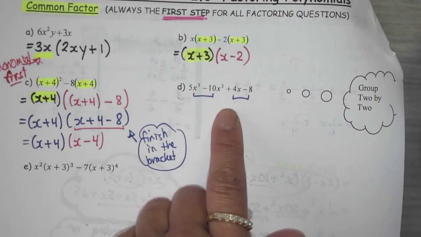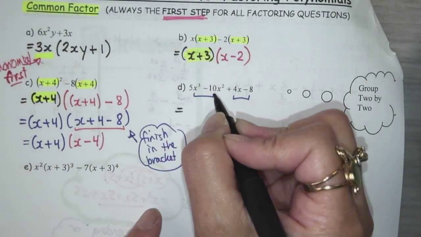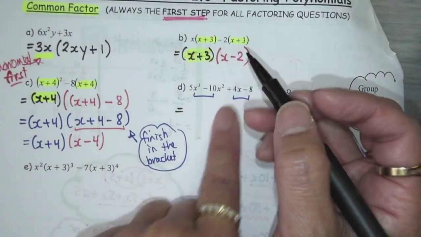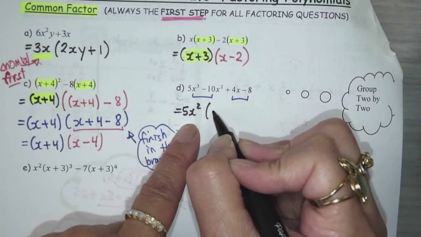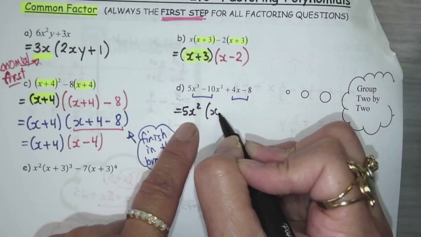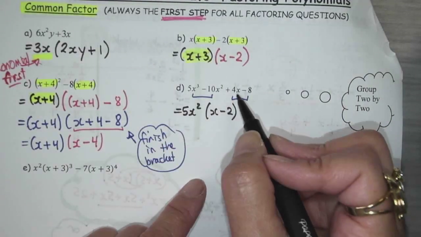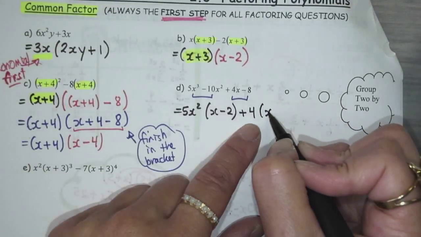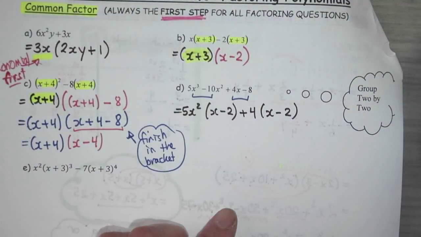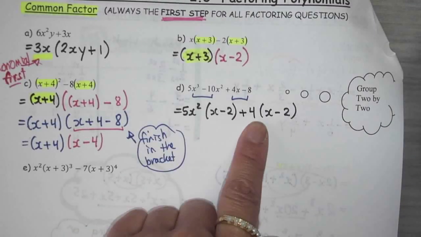Okay, so if it is 2 by 2, what we should be able to find out is that there's a common factor between the two. If I cover that up, the common factor there would be 5x squared. I take the 5x squared, and I get an x minus 2 left. Then I take a common factor out from the next two, so 4, and you've got x minus 2 left, correct? So common factor out from the first two, common factor out from the next two.